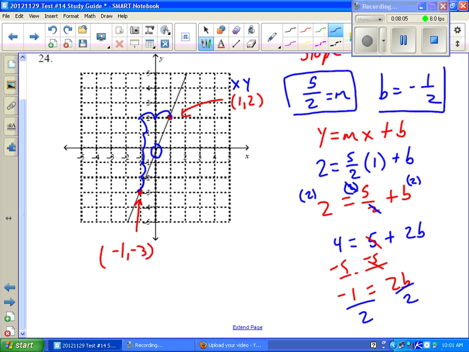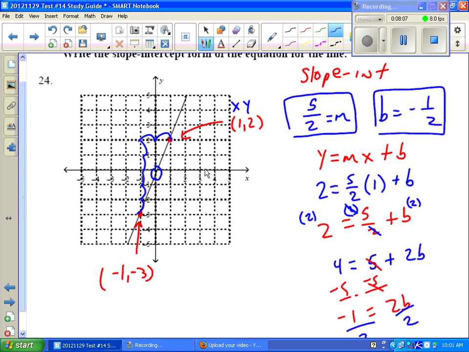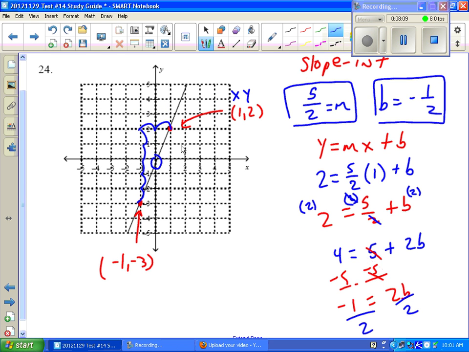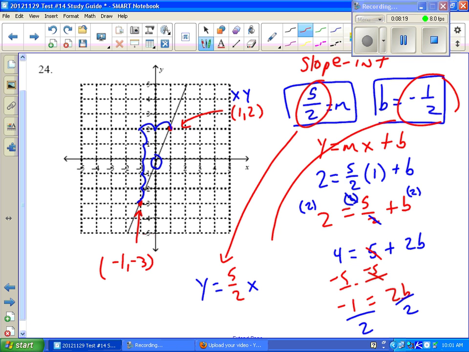Now that you have both your m and your b, or your slope and your y-intercept, you can write your equation. Leave y, leave equals, and leave x, and just plug your m value in, 5/2, and plug your b value in, -1/2.